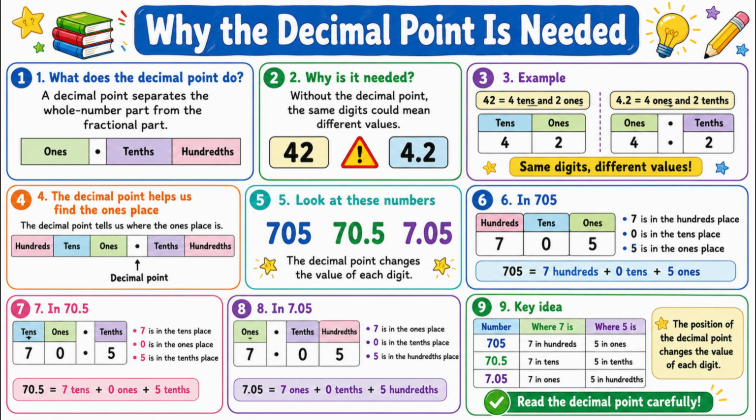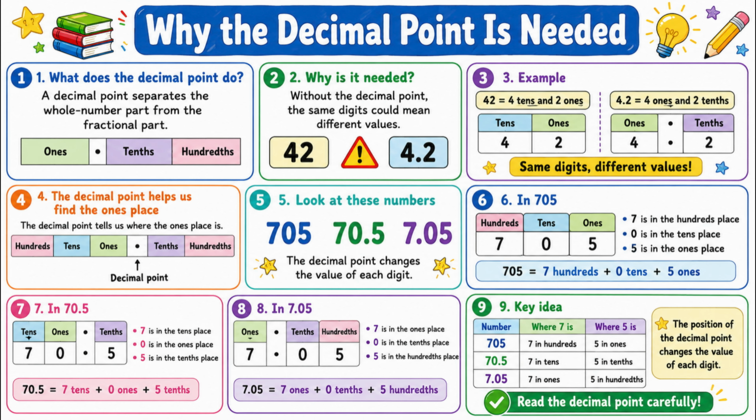Why the decimal point is needed. A decimal point separates the whole number part from the fractional part. Without the decimal point, the same digits could mean different values. For example, 42 means 4 tens and 2 ones. But 4.2 means 4 ones and 2 tenths. The decimal point tells us where the ones place is.